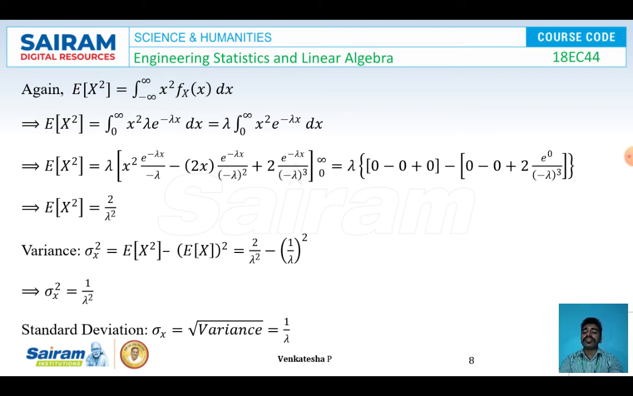Now variance. To find the variance, the formula is given by sigma x square is equal to expectation of x square minus expectation of x whole square, is equal to 2 by lambda square minus 1 by lambda whole square. By simplifying this, we'll be getting 2 by lambda square minus 1 by lambda square. So it will be equal to 2 minus 1 by lambda square. It will be further equal to variance is 1 by lambda square. The standard deviation is given by the square root of variance. So the standard deviation is 1 by lambda.